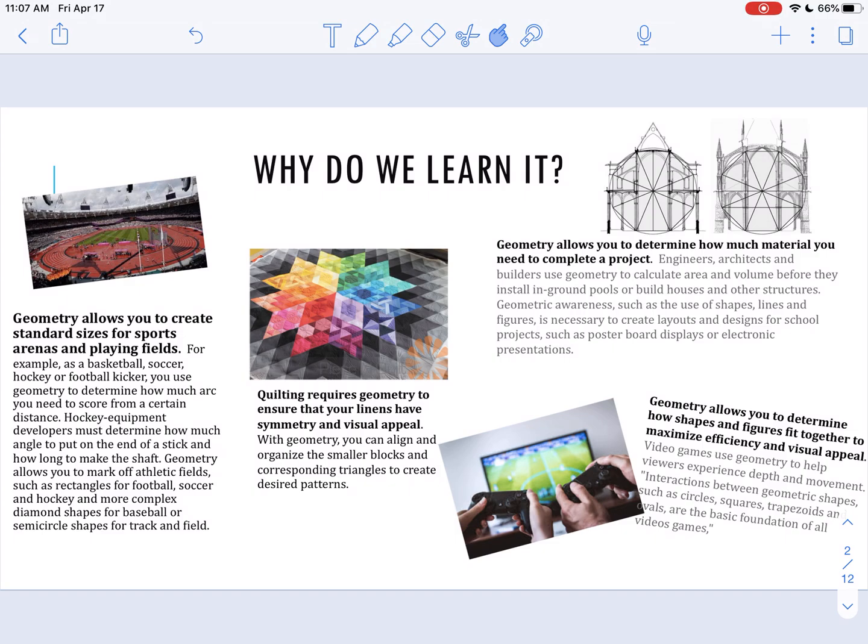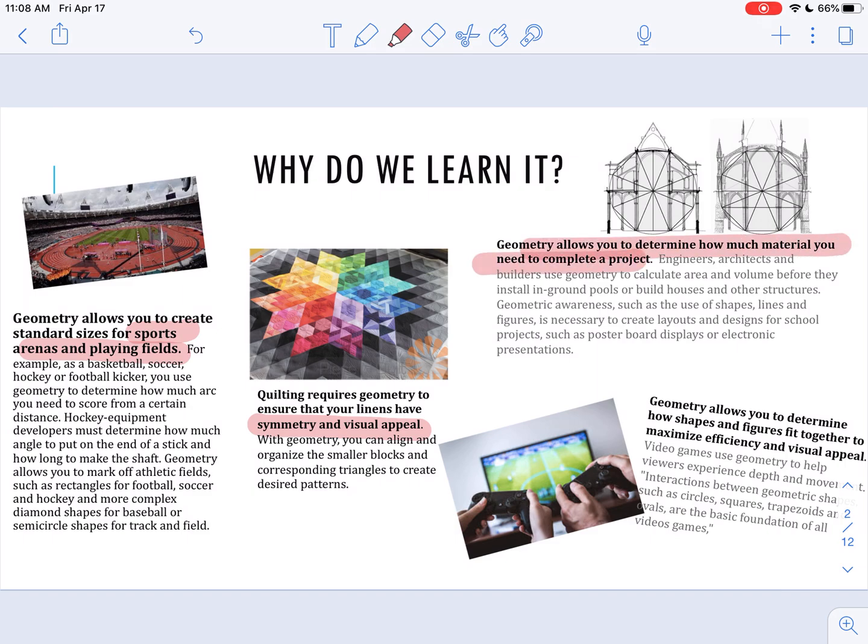There are so many uses for geometry, and on this page we've listed just a few of the different ways that we learn geometry. Obviously, we learn it in school, in math class, but geometry really comes into play when we talk about sports and creating arenas and playing fields. It also comes into play a lot when we're talking about symmetry and visual appeal, whether that's in quilts or in designs and art. A lot of time we also talk about geometry when we're calculating area and volume and building structures in houses.